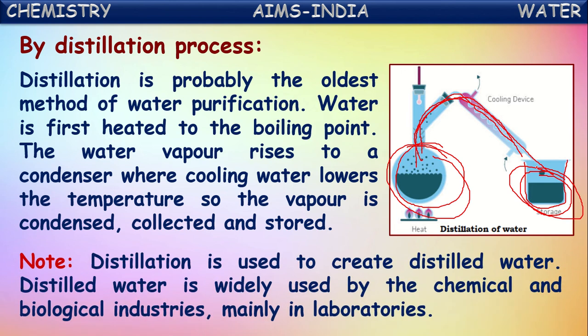Distillation is used to create distilled water. Distilled water is widely used by chemical and biological industries, mainly in laboratories. So remember, this distilled water is not suitable for drinking because distilled water contains no impurities in it. Impurities in the sense it contains no other substances. Actually, the water which is suitable for drinking should contain certain salts in it, isn't it? Around 2 grams of salt should be dissolved in it. Not only that, certain gases should also be dissolved in it, like oxygen and carbon dioxide. That water which is suitable for drinking is called potable water. But this distilled water contains no dissolved salts or dissolved gases. So it is not suitable for drinking.